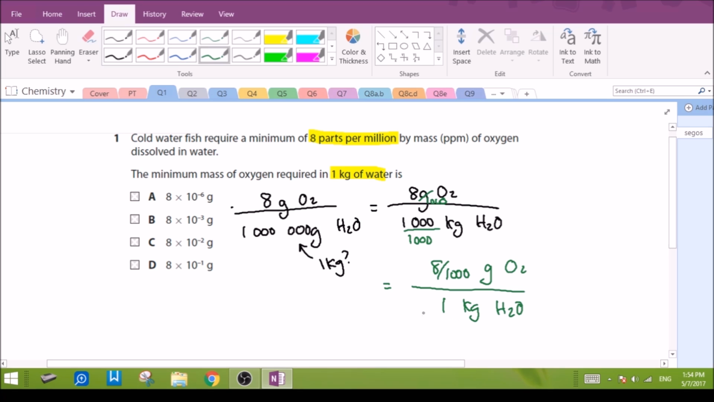Right, so we have achieved our aim of expressing the denominator as per kilogram. So we have 8 over 1000 grams of oxygen per kilogram of water. In standard form, the answer is B.